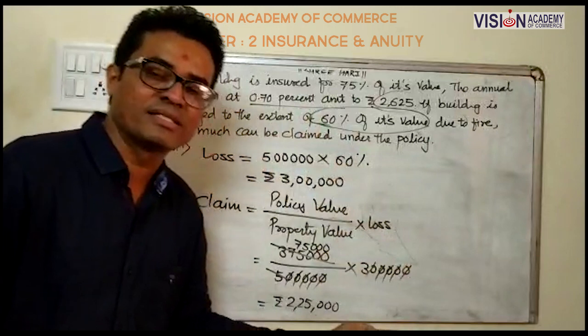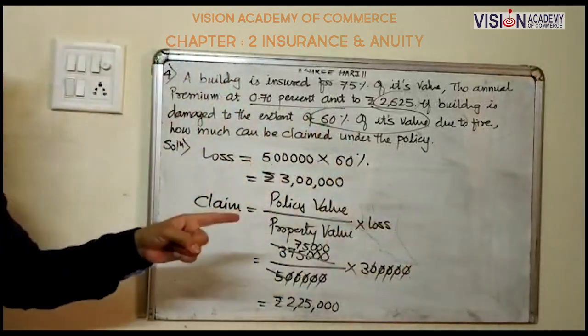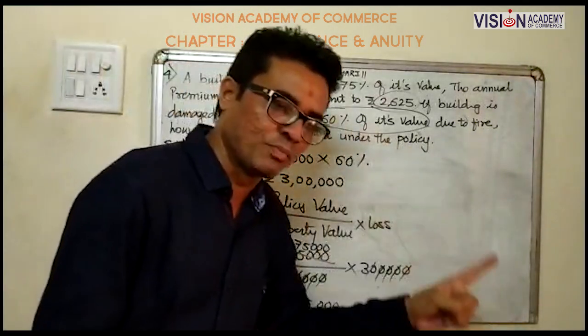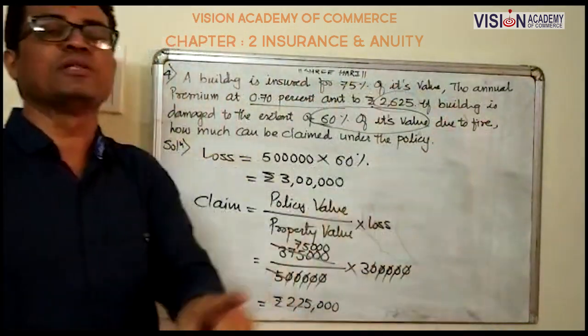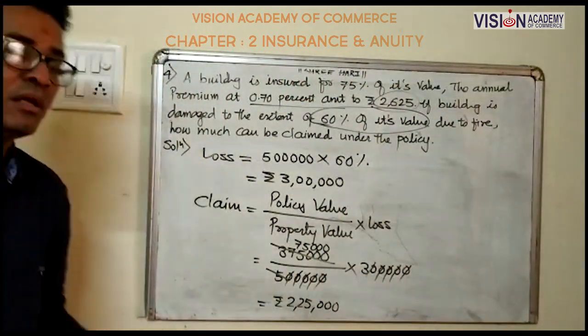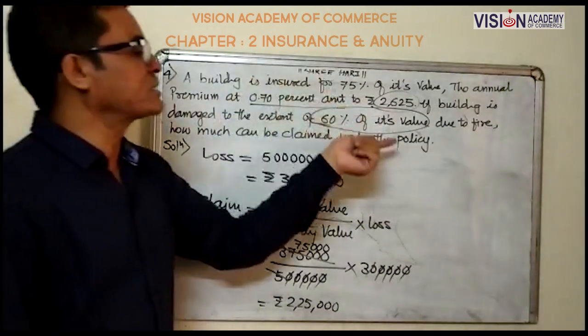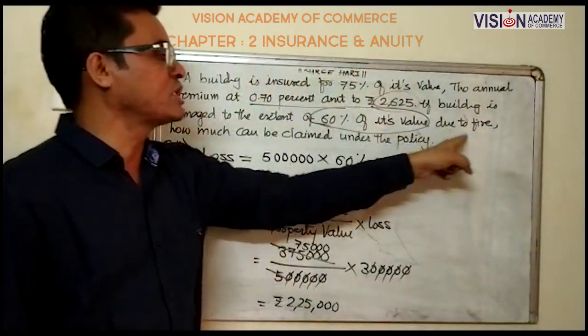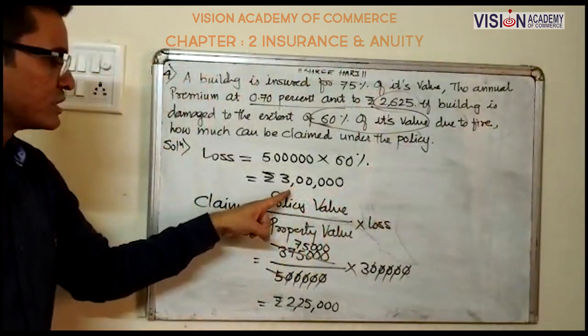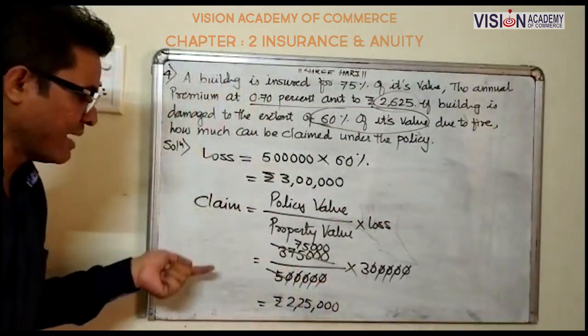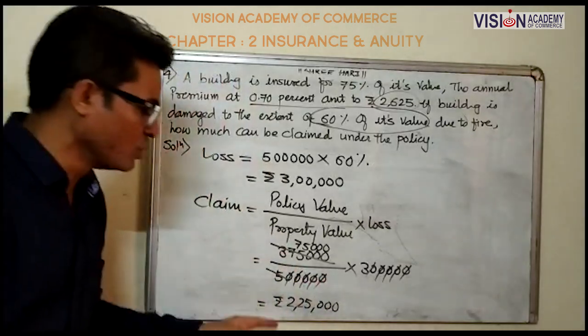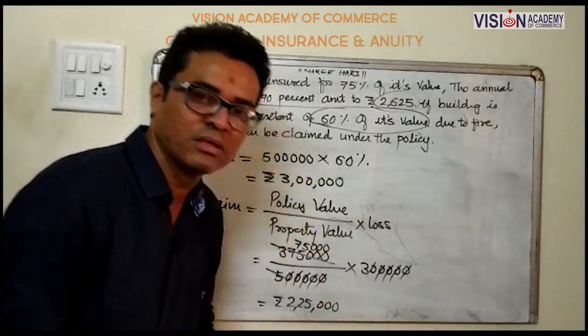So in this question, first we find property value 5 lakhs rupees, and at 75% the policy value is 3 lakhs 75,000, and 60% of the damage, that is called loss due to fire, comes to 3 lakhs, and with the whole calculation we got the claim of rupees 2 lakhs 25,000. Understood?